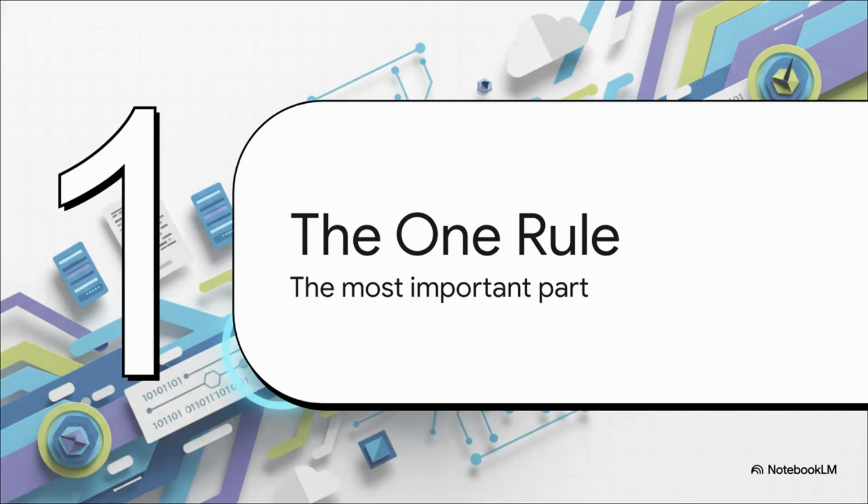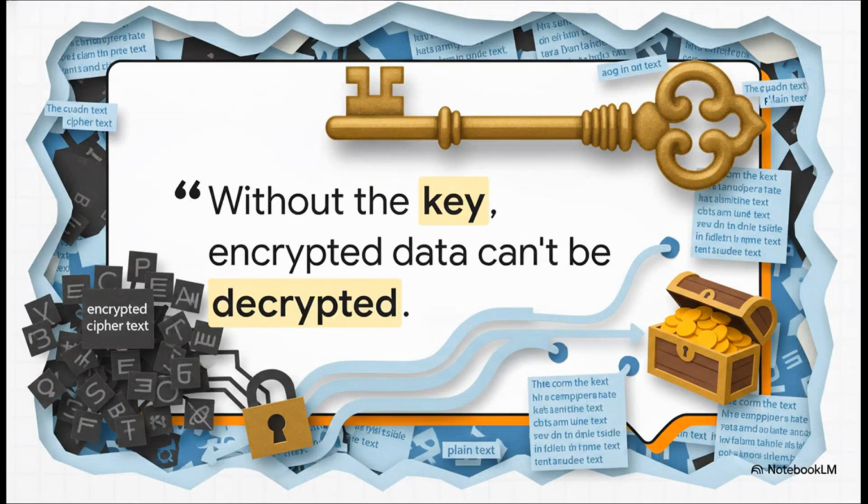All right, so we have covered a lot of ground, from data at rest to data in transit. But all of this amazing technology, all this complex math, it really all boils down to one single, incredibly important rule. And here it is. Without the key, encrypted data can't be decrypted. That's it. That is the whole game right there. You can have the most powerful, most complicated encryption in the entire world, but it is absolutely worthless if you can't protect the key. The key is the one thing that turns that unreadable gibberish back into something you can actually read. If you lose the key, you have lost your data forever.